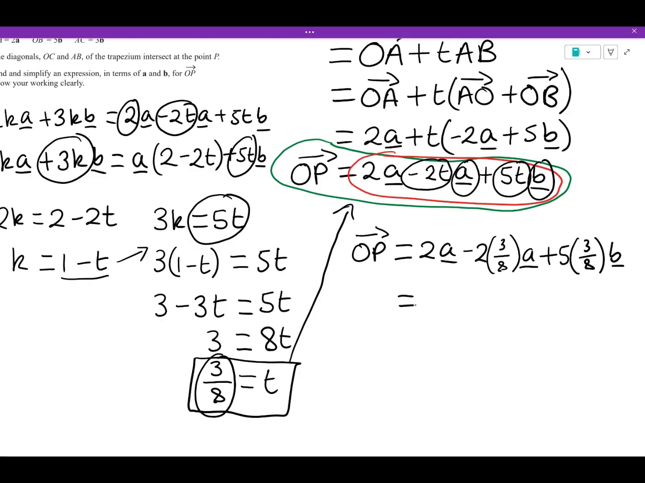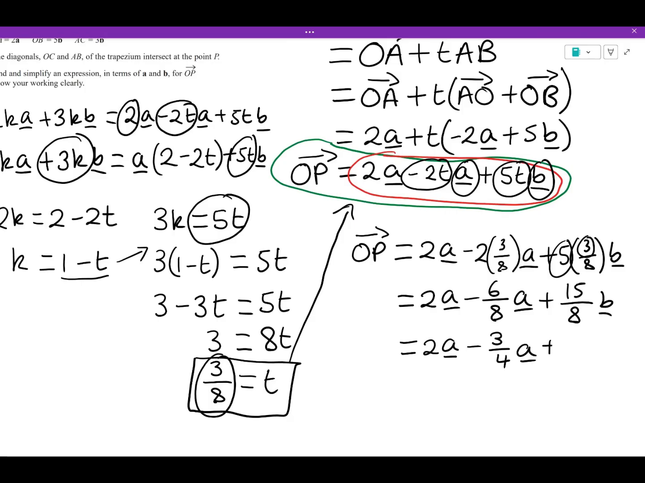Now, all we need to do is simplify. So we'd have 2a. And then this negative 2 would multiply up to the numerator because it's a whole number. So we would get negative, and it's going to be 6 over 8, lots of a. And then similar would happen for my next fraction. It would be 5 times 3. So it's going to be positive, and then 15 over 8, lots of b. Now we can simplify my fraction in front of the a. It's going to become negative 3 over 4 if I divide by 2 on the numerator and denominator. And then we got the 15 over 8b.